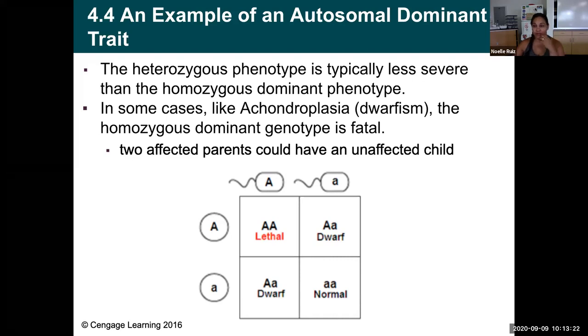And this is why. Because this disease is a disease of heterozygotes. If they're heterozygous, they end up with the disorder. If they're homozygous dominant, the disorder kills the fetus. And if they're homozygous recessive, then they have normal height.